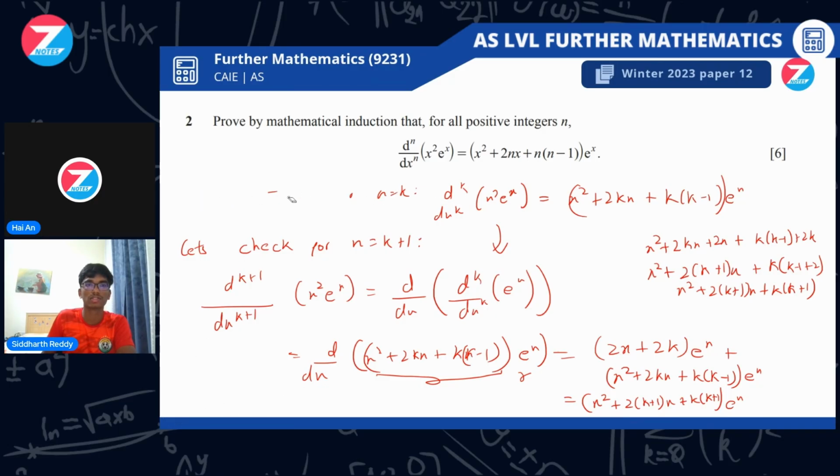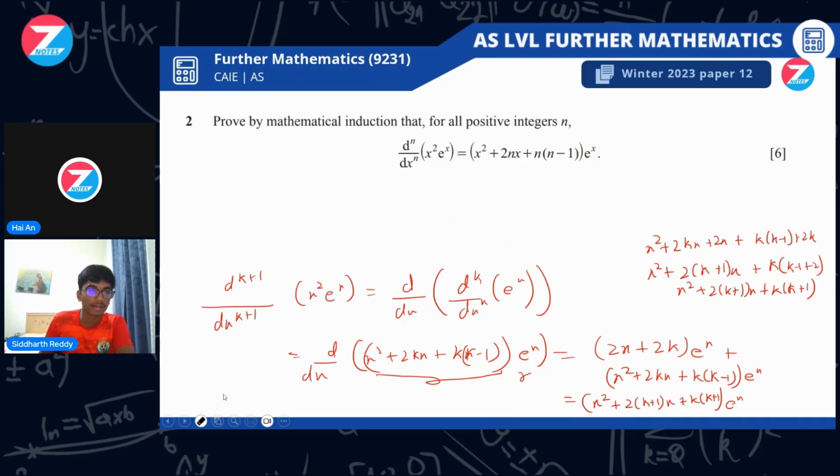I'll erase this statement at the top and I'll write that down here. So we get x squared plus 2(k plus 1)x plus k(k plus 1) times e to the x.